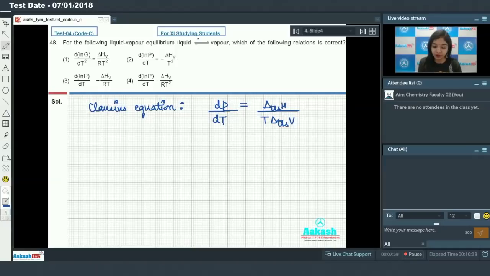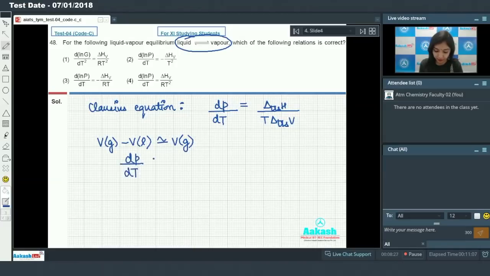Now what is given here? We have been given a liquid vapor equilibrium. So in liquid vapor equilibrium, if I write delta V transition, it will be equal to V gas minus V liquid. Now the volume of gas is much higher than the volume of liquid. So I can say that it is equal to volume of gas. So what will be the value of delta V transition? It will be equal to V gas.